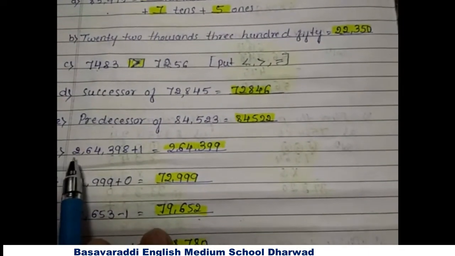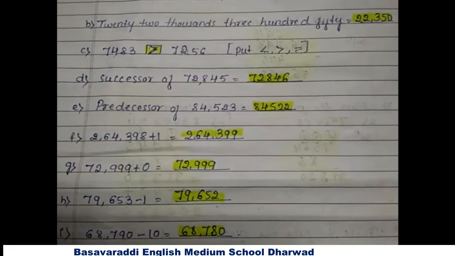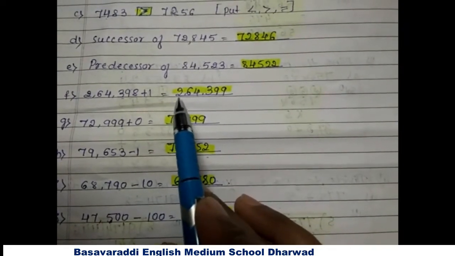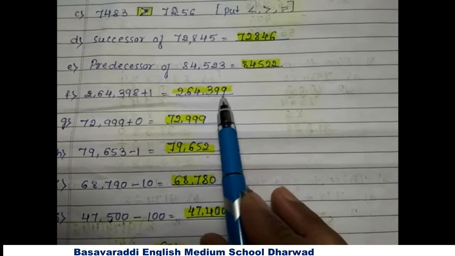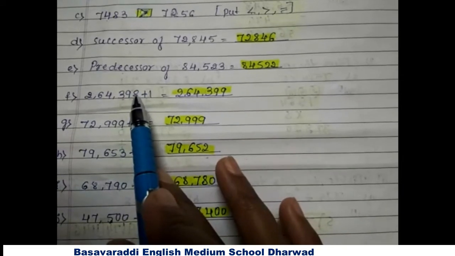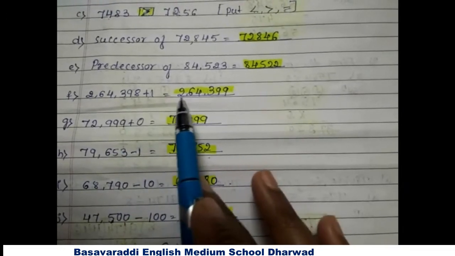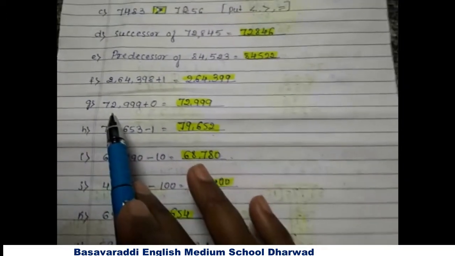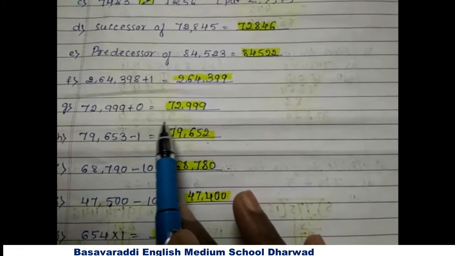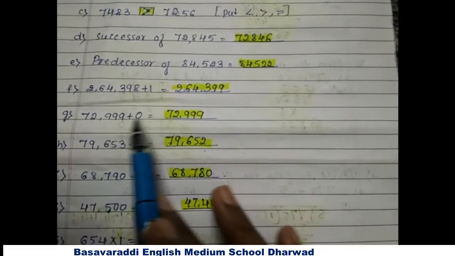The F, 2,64,398 plus 1. That means 2,64,399. Okay, this is the successor of this number. When we add 1 to a number, the sum is the successor of the number. Next, the G question, 72,999 plus 0. When we add 0 to a number, the sum is the number itself. There is no difference between these two numbers here.